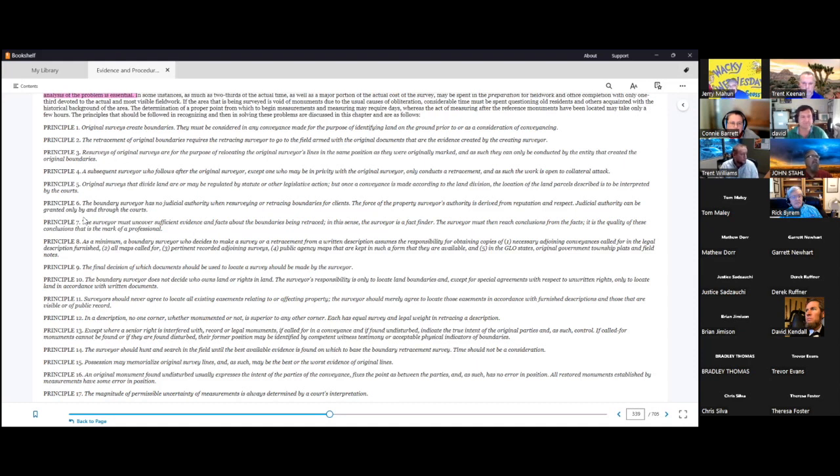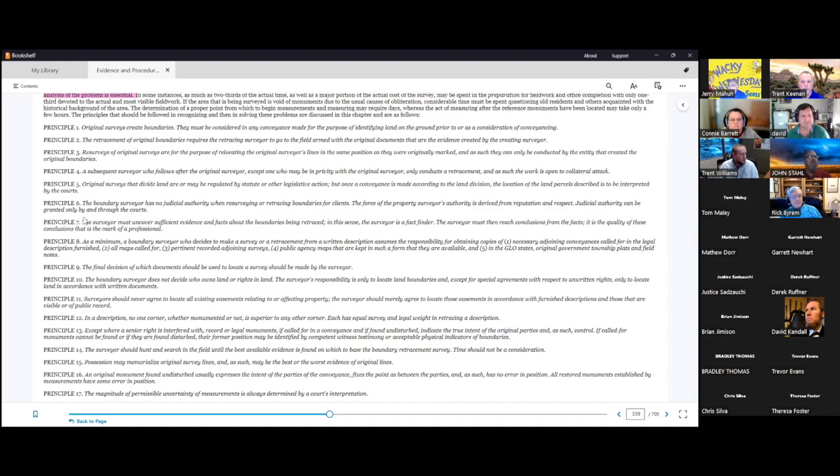Principle 3, surveys of original surveys are for the purpose of relocating the original surveyor's lines in the same position as they were originally marked, and as such, they can only be conducted by the entity that created the original boundaries. A subsequent surveyor who follows after the original surveyor, except one who may be in privity with the original surveyor, only conducts a retracement, and as such, the work is open to collateral attack.